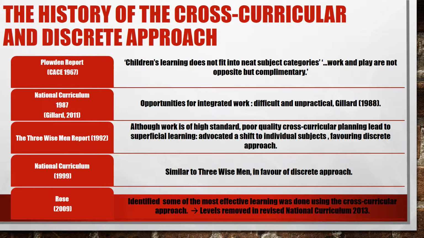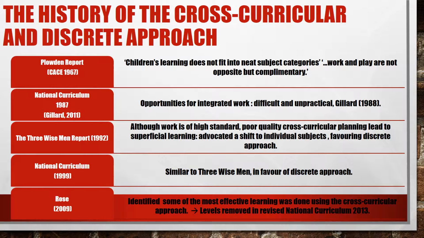The Plowden Report 1967, officially titled Children and Their Primary Schools, is one of the most influential reports in the great debate of these approaches. It showed much support for the cross-curricular approach, however, did find the discrete approach to be of both benefit and significance in later primary education.